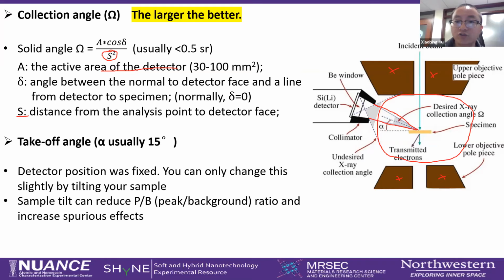Another thing you need to pay attention to is the takeoff angle. The takeoff angle is this alpha, usually around 50 degrees. So when you do EDS, sometimes if you find the signal is not enough, you can tilt your sample around 10 degrees, so that the X-rays will go toward the detector.